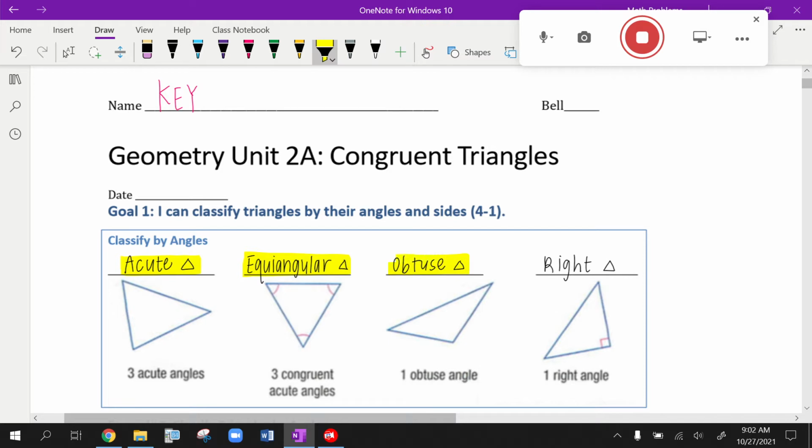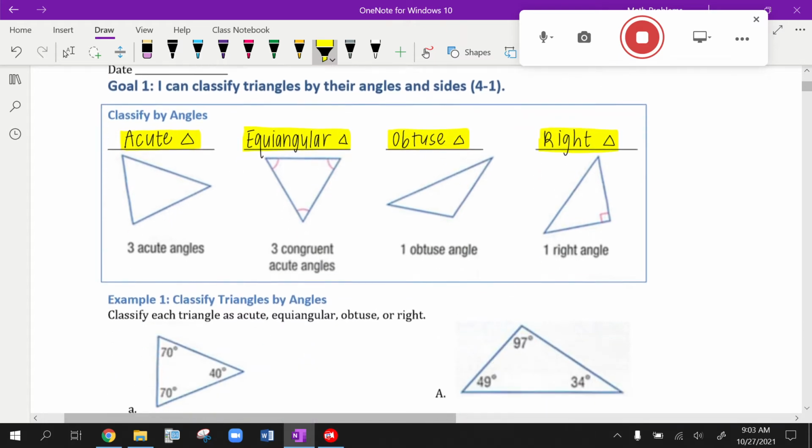Next, we have an obtuse triangle. This is a type of triangle that has one obtuse angle. And finally, we have a right triangle. We've definitely seen these before. This is the type of triangle that has one right angle in it. Let's do some practice together.